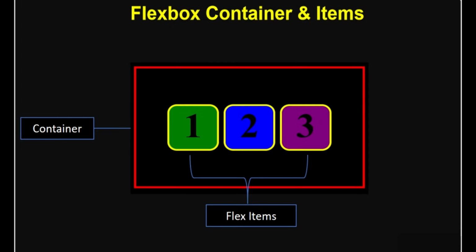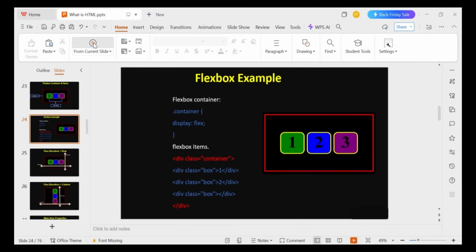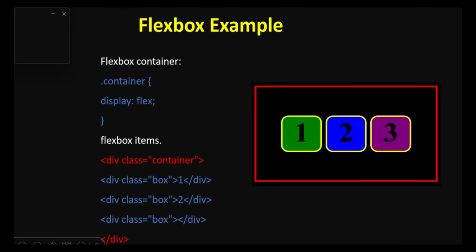Flexbox container and items. Flexbox is applied to a parent and its children. The parent is called the Flexbox container, and the children are Flexbox items, as you can see in the image. The red color box is the container, while boxes 1, 2, and 3 are Flexbox items inside the container. We apply Flexbox properties on both the container and the items. Let's see an example of how Flexbox is applied.